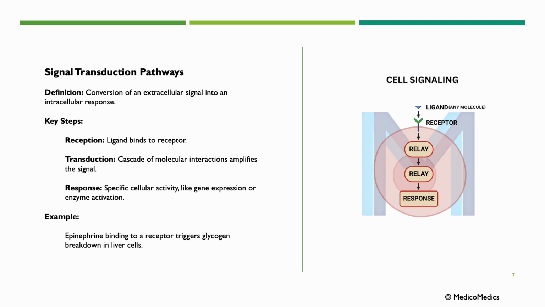Now, the definition of signal transduction is the conversion of an extracellular signal into an intracellular response. Like we said, we had the cell membrane, we had a ligand binding, right? So it's extracellular, it's outside of the cell, and it's supposed to convert this into an intracellular response.